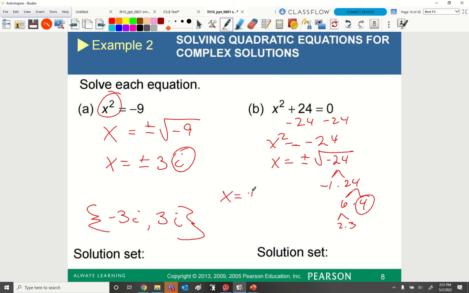x equals plus or minus 2i, 2 times 3, which is? Because if you have more than one left over inside your radical, you just put them back together. Just multiply them back together. So my solution set, braces, is -2i rad 6 and +2i rad 6.